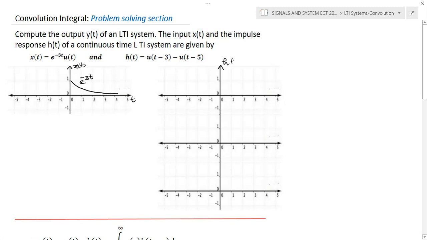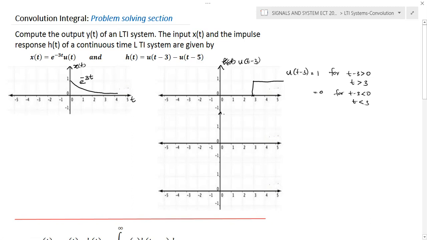H of t, if you observe, is actually a combination of two signals. The first signal is u of t minus 3. It's a shifted step signal. So u of t minus 3 is equal to 1 for t minus 3 greater than 0, or t greater than 3, and 0 for t minus 3 less than 0, or t less than 3. So this is the point 3, and if t is greater than 3, the function amplitude is 1, otherwise 0. So this is not h of t. First we will plot u of t minus 3.